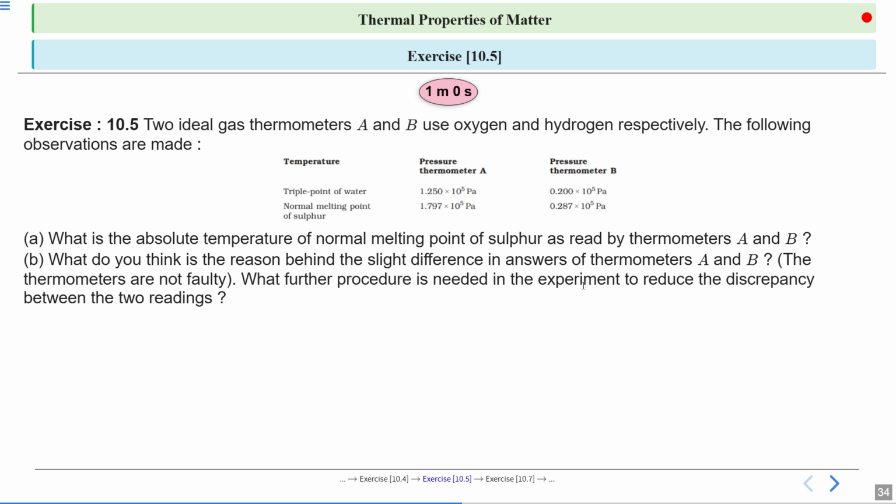Second, what do you think is the reason behind the slight difference in the answers of thermometers A and B? The thermometers are not faulty. Alright. What further procedure is needed in the experiment to reduce the discrepancy between the two readings? Please think about it and solve this question. You have some time. After that, we will provide the solution of this question.